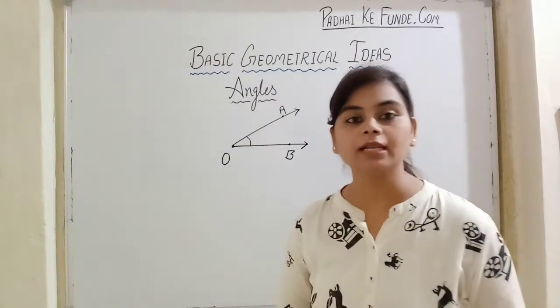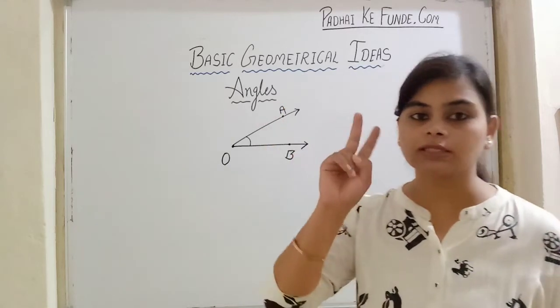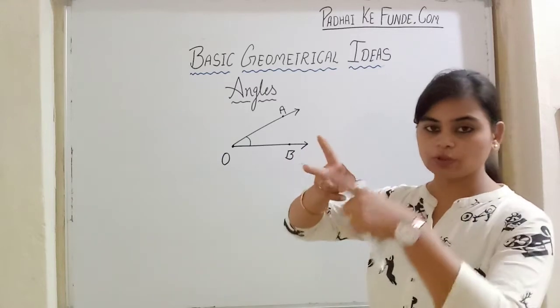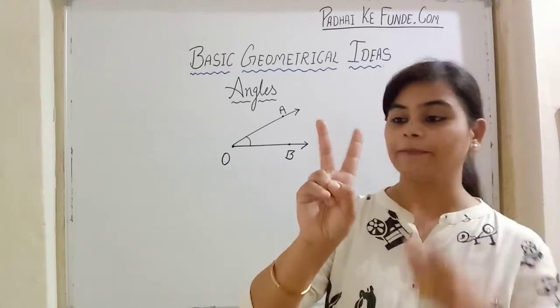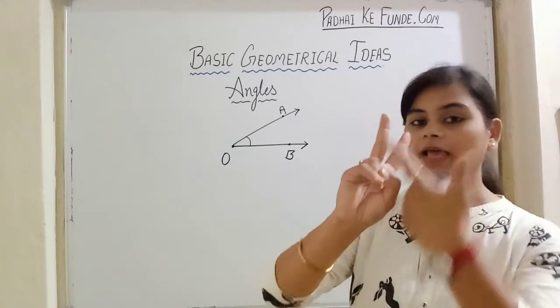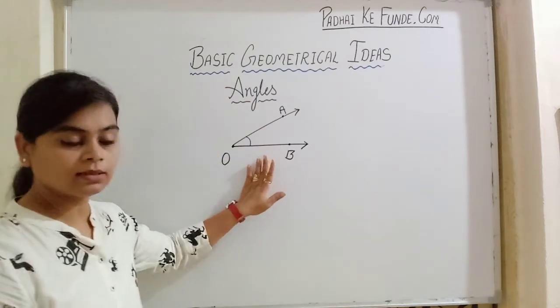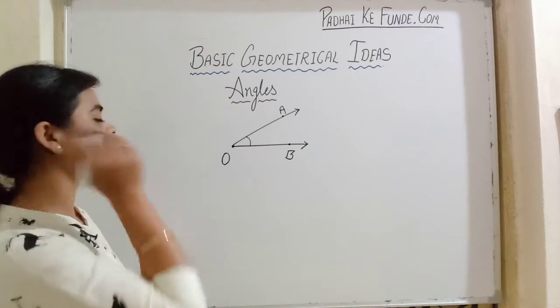In your daily life you can see various examples, as in a pair of scissors. They also make an angle. When we show our fingers like this as a sign of victory, then also we have an angle over here, right? So this is the angle. And what are the parts of an angle?